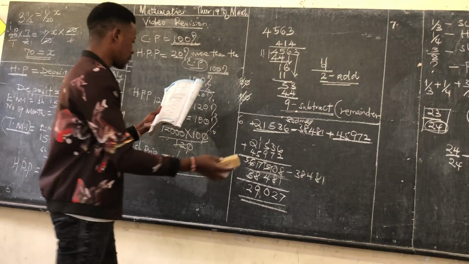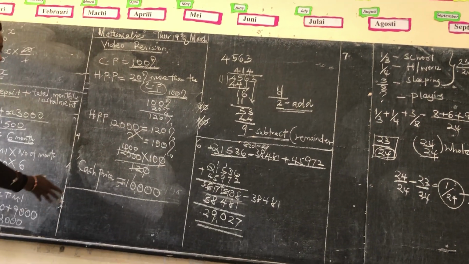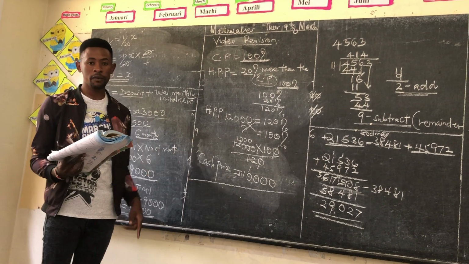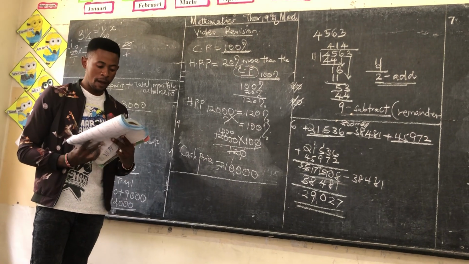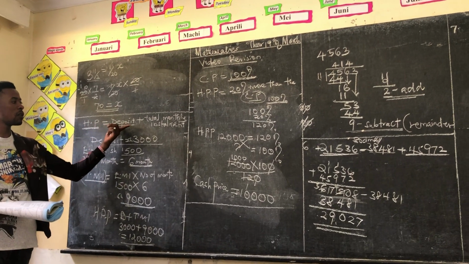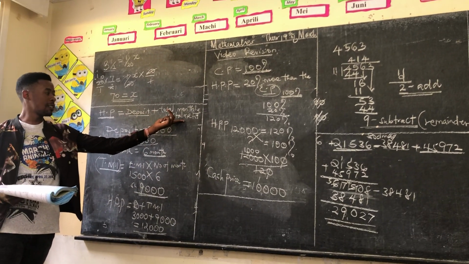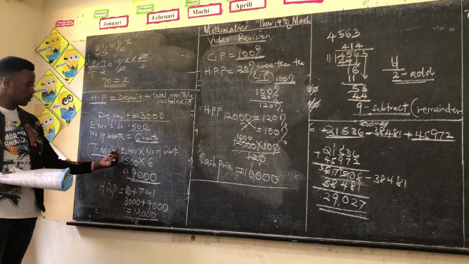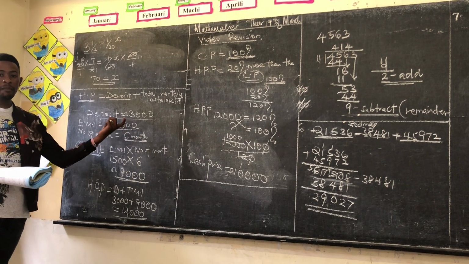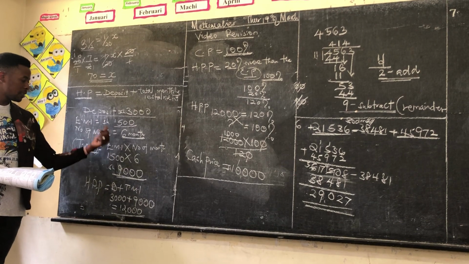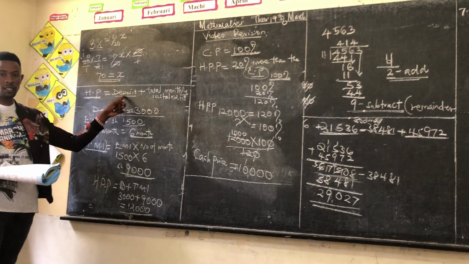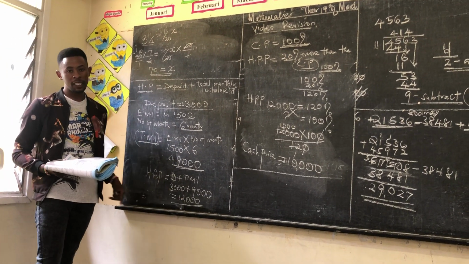Number 12. But don't worry if in any case this one is a bit complicated. I know we are not yet at that topic, but sooner or later we are going to understand this better. But what you need to know is that hire purchase price is made of the deposit plus the total monthly installment. And the total monthly installment is each monthly installment times the number of months. Each monthly installment means the amount of money that you pay per month. So that multiplied by the number of months will give you the total monthly installment, which you add to the deposit that you paid first to get the hire purchase price.